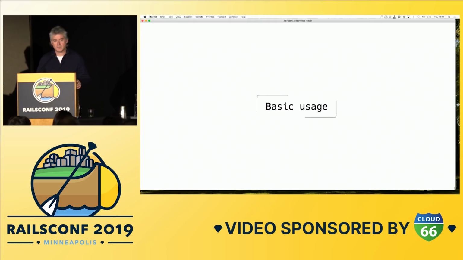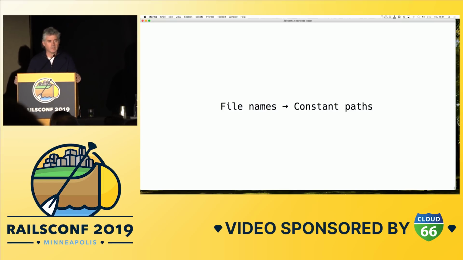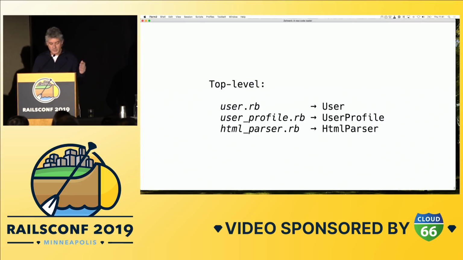Okay, let's see first how we use this thing, and after that, we are going to get a little bit deeper. So the premise to work with Zeitwerk is that you have a project structure where file names match constant paths. That's a standard in Rails, okay? So it's a very conventional project structure, I would say. So for instance, if we have user.rb, that should define the User constant, right? user_profile.rb should define UserProfile.